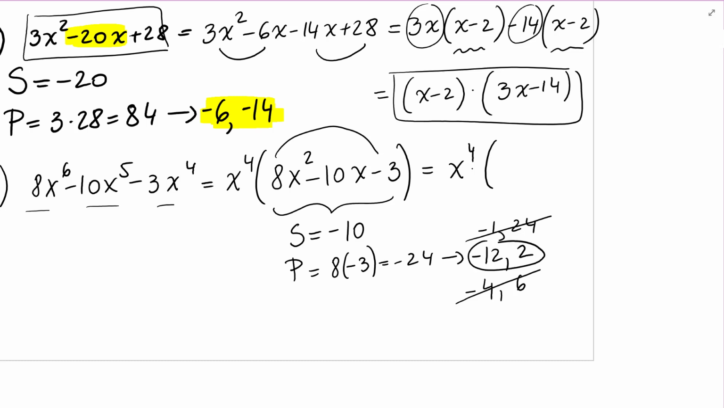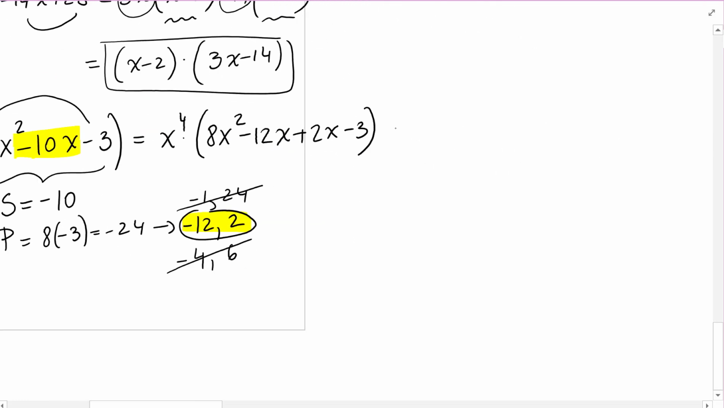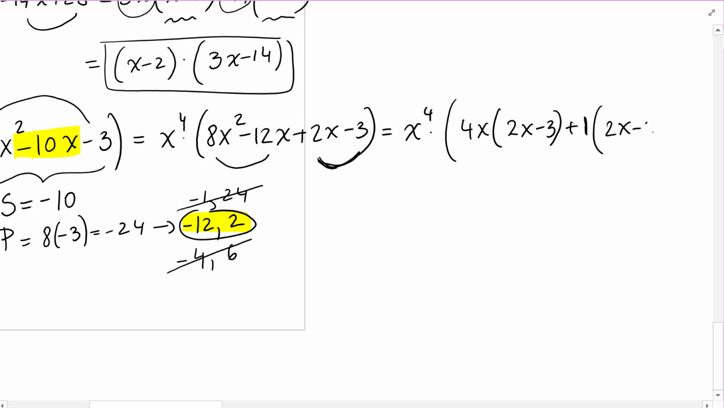What does that mean? It means the middle term, negative 10x, is going to be written as these two. So it's going to be 8x to the 2nd minus 12x plus 2x minus 3. So here we can say x to the 4th times. We group these two and we group these two. So 4x is the common factor between the first two, and we get 2x minus 3. And between the last two, it's plus 1, right? There is a common factor, just 1. There is nothing else. 2x minus 3.